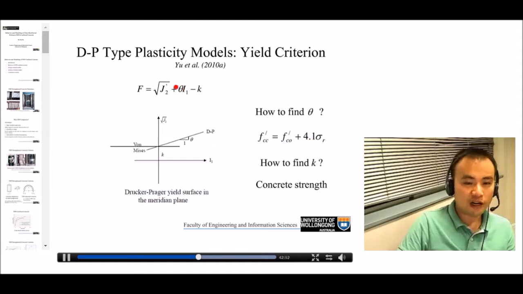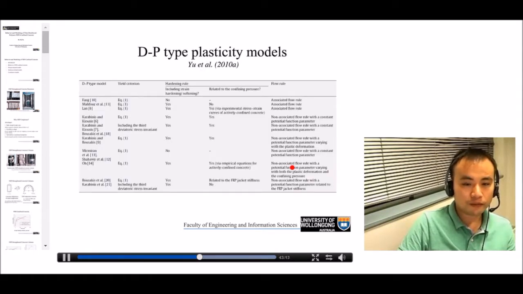If you use a different factor, you get a different theta value. And for the k value, it's basically the intercept with the vertical axis. So if you imagine it's a function of the concrete strength, for concrete with different strengths, you will have a different k. So again, for more details, please refer to my paper.